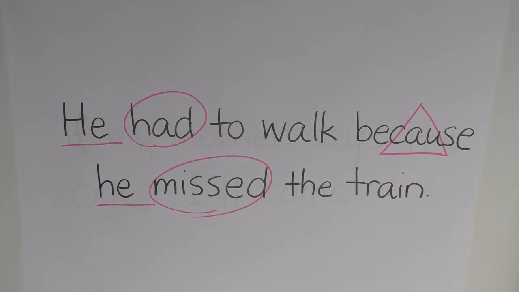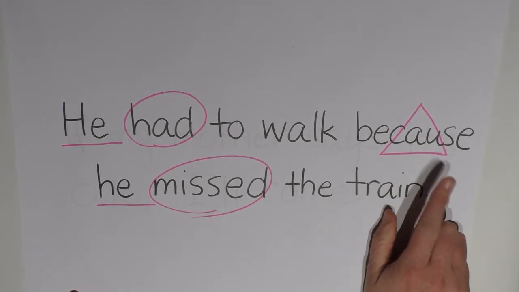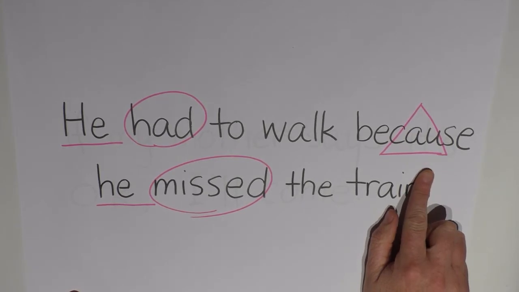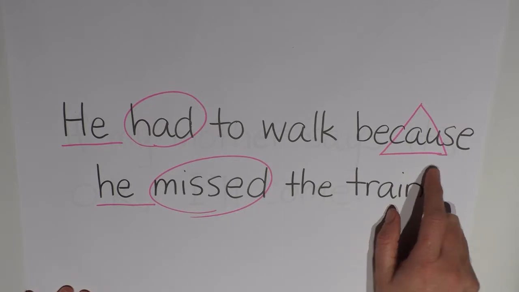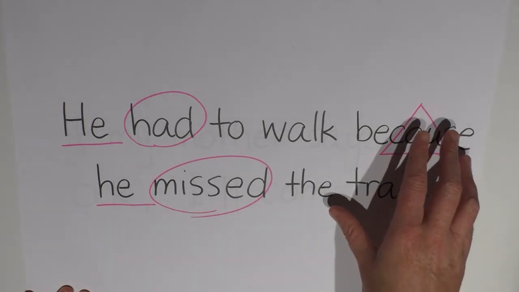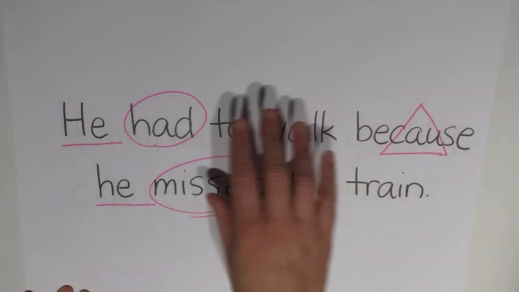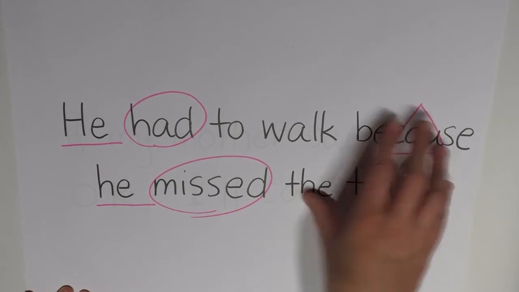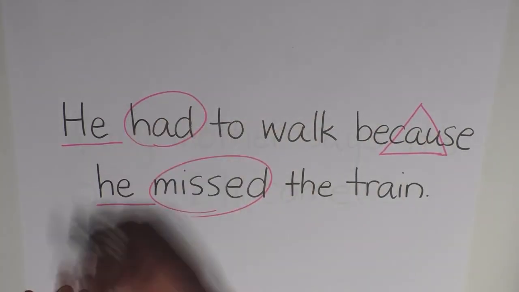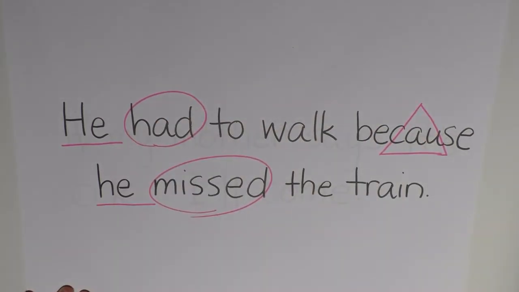He had to walk because he missed the train. Now in this situation, because is giving us why something is the case. Why did he have to walk? Well, he had to walk because he missed the train. Okay, so because he missed the train in this situation is the subordinating conjunction, and is the subordinate clause, and he had to walk is the independent or main clause.